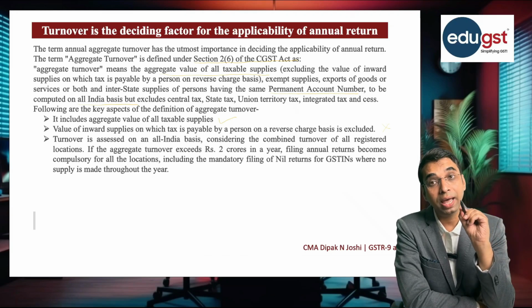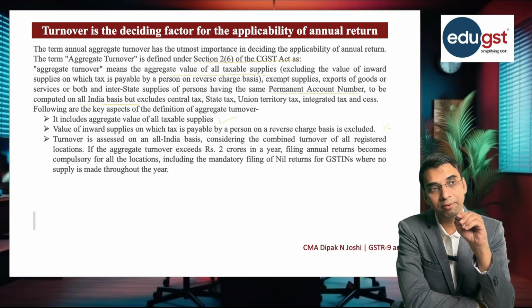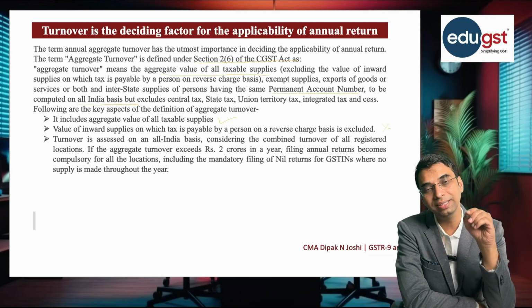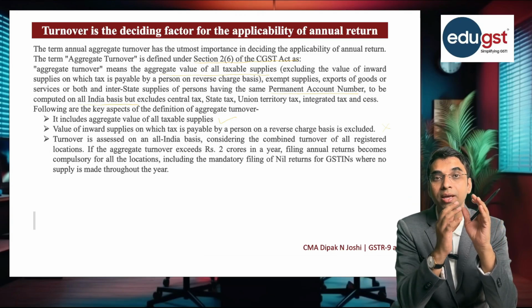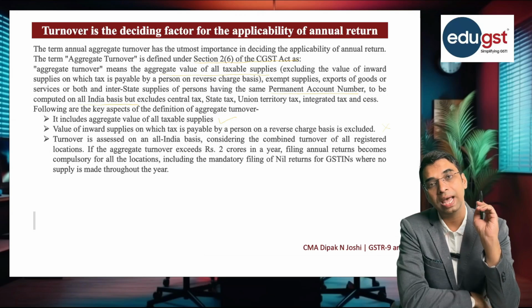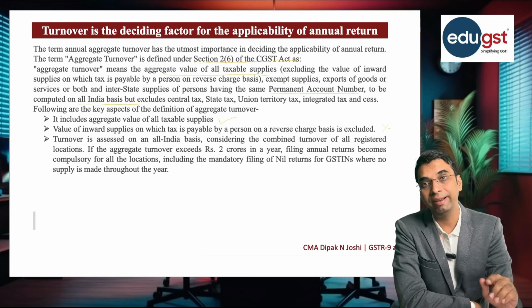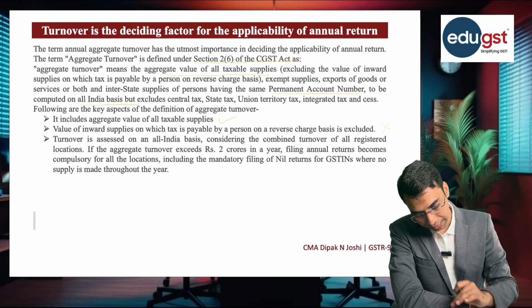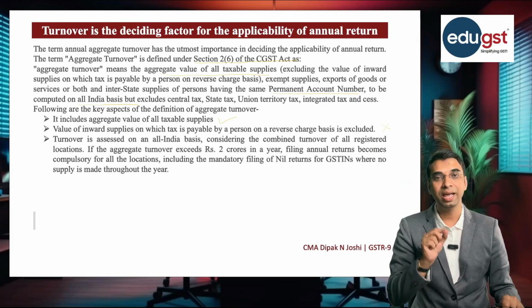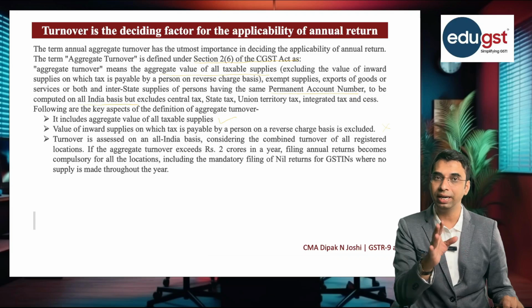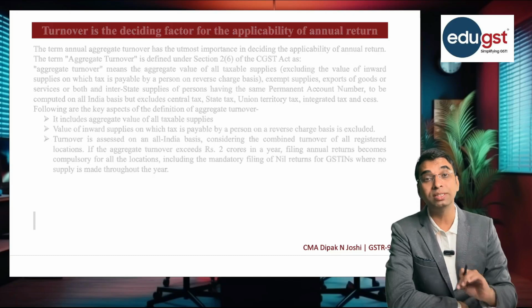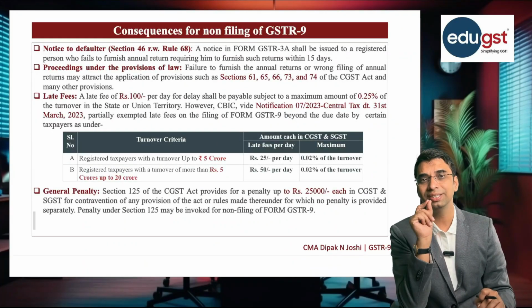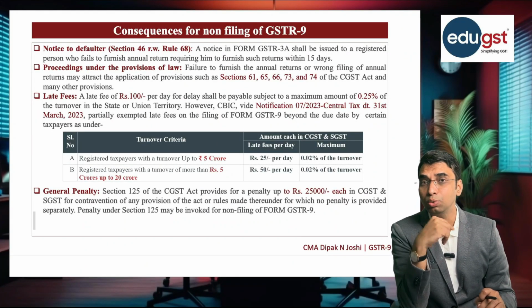Right? So aggregate turnover will be computed on all India basis. So wherever you are having registration in any state or union territory, turnover of all those states and union territories will be added in order to calculate the aggregate turnover under section 2 subsection 6. And if aggregate turnover exceeds 2 crores, in that case you are required to file GSTR 9. And if aggregate turnover exceeds 5 crores, in that case you are required to file the GSTR 9C.